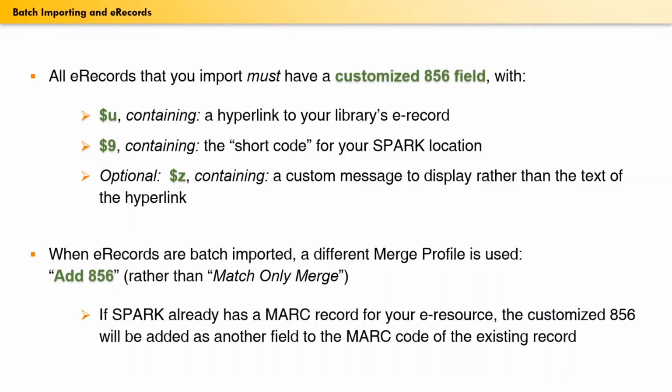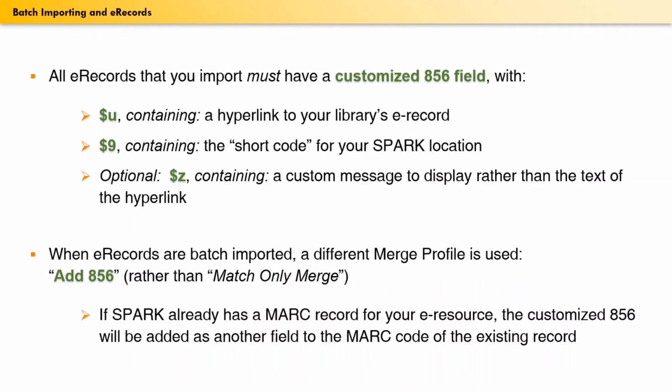When we do the batch import, we use a special merge profile, add 856. With this, if Spark already has a bibliographic record for your e-resource, then the custom 856 field for your library will be copied onto the MARC coding of the existing Spark record.